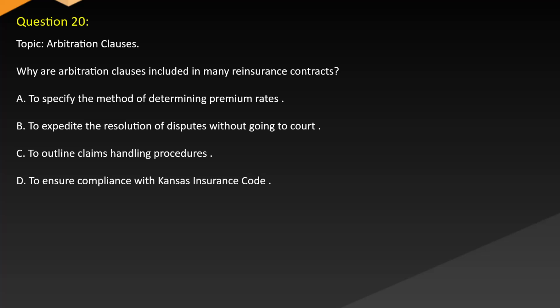Question 20. Topic: Arbitration clauses. Why are arbitration clauses included in many reinsurance contracts? A. To specify the method of determining premium rates. B. To expedite the resolution of disputes without going to court. C. To outline claims handling procedures. D. To ensure compliance with Kansas Insurance Code.